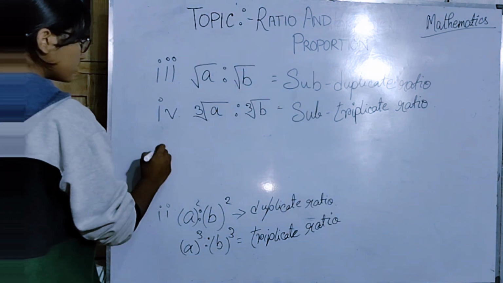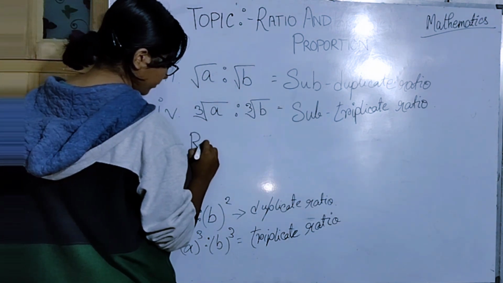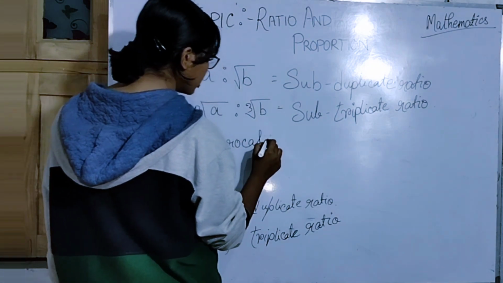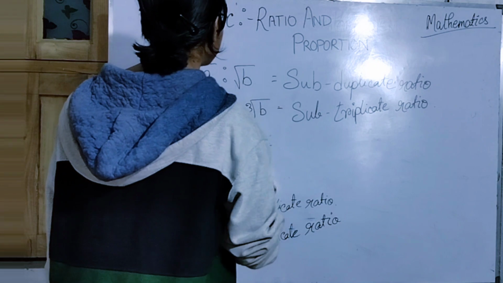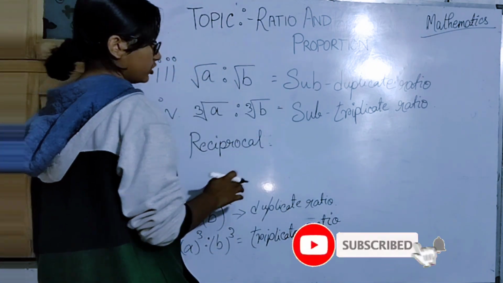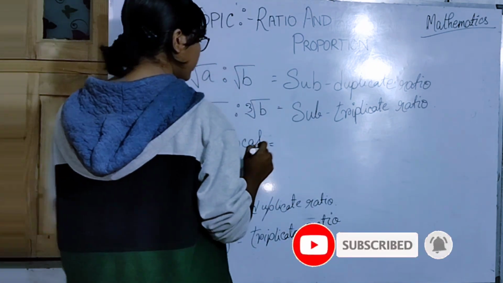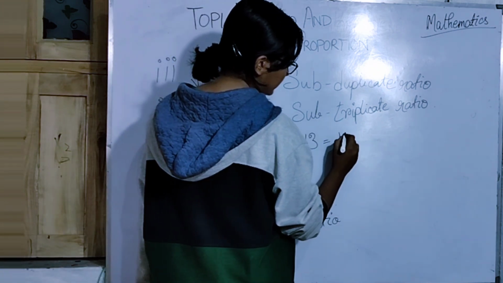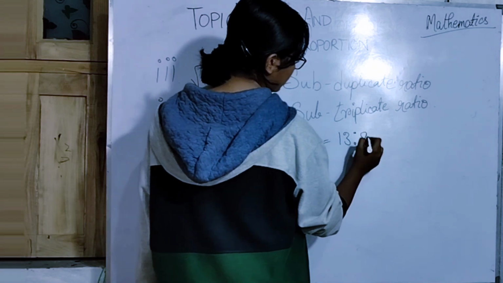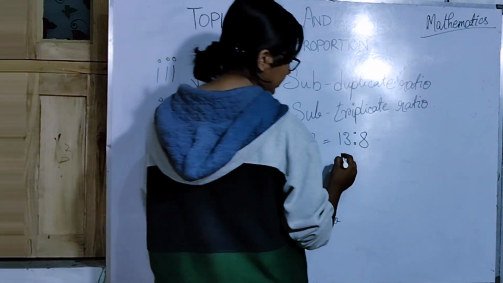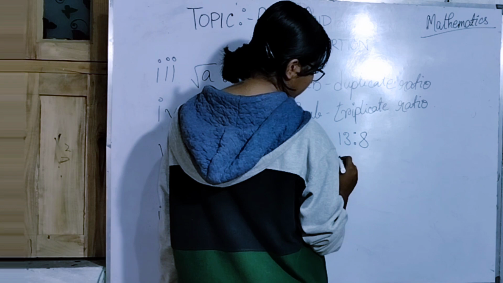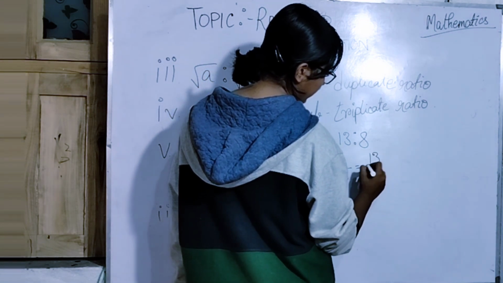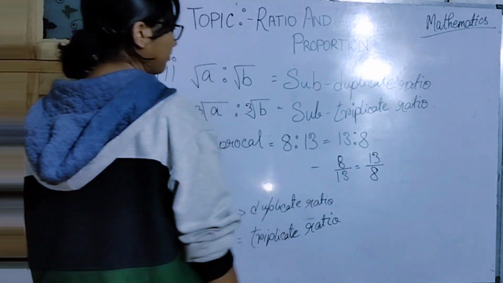And the other constituent is the reciprocal. We know that in division we can do reciprocal. As ratio is also a kind of division, it will be like if you write 8 is to 13, it will be same as 13 is to 8. Because if you write 8 by 13, it will change nothing as 13 by 8. It will be the same.